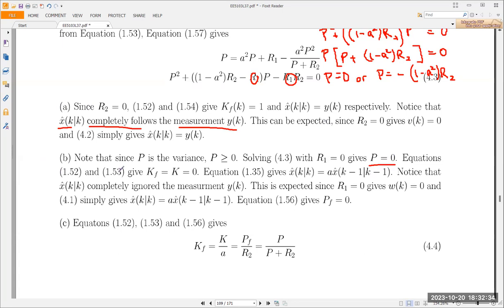So if that's the case, P is 0. Then you look at 52 and 53, it will tell you KF and K is 0. 52, P is 0, P is here, so multiply everything becomes 0. 53, P is here, so multiply everything also becomes 0. So KF and K is 0. So that's the first thing you get. So 35 will give you the next estimate is equals to A times the previous estimate. So you go and look at 35. All right, because KF is 0, so you just say the next estimate is equals to A times the previous estimate.